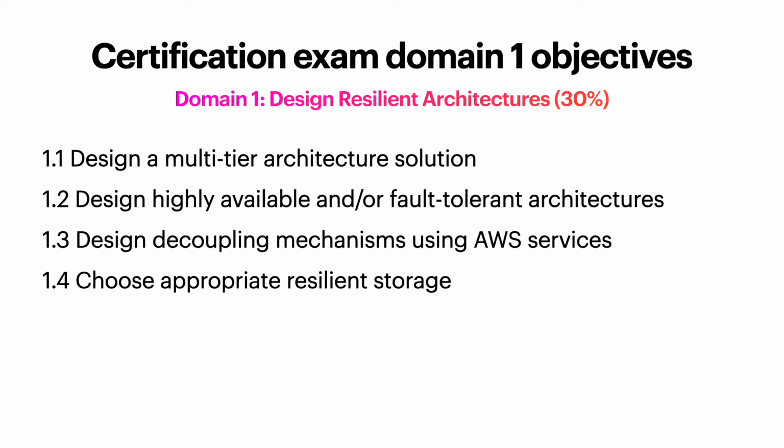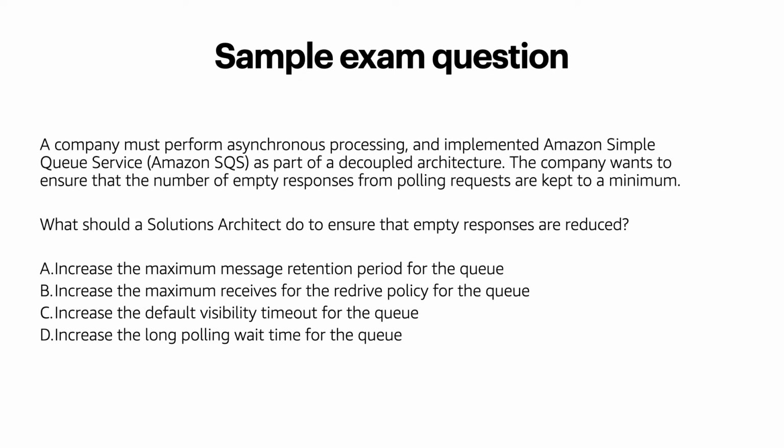So let us take an example about the exam questions. In this sample exam question, a company must perform asynchronous processing and implemented Amazon Simple Queue Service as part of a decoupled architecture. The company wants to ensure that the number of empty responses from polling requests are kept to a minimum. What should a solutions architect do to ensure that the empty responses are reduced?